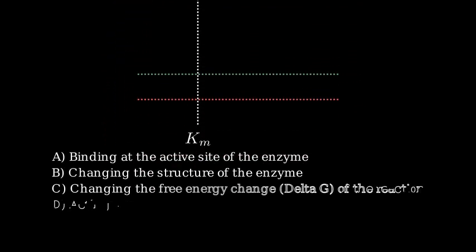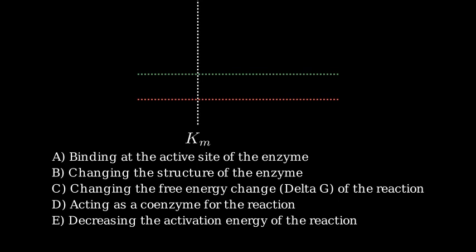So the non-competitive inhibitor lowers the apparent Vmax by changing the enzyme's shape at an allosteric site. It does not bind at the active site, it does not change delta G, it is not a coenzyme, and it does not decrease activation energy. Therefore, the correct choice is by changing the structure of the enzyme.